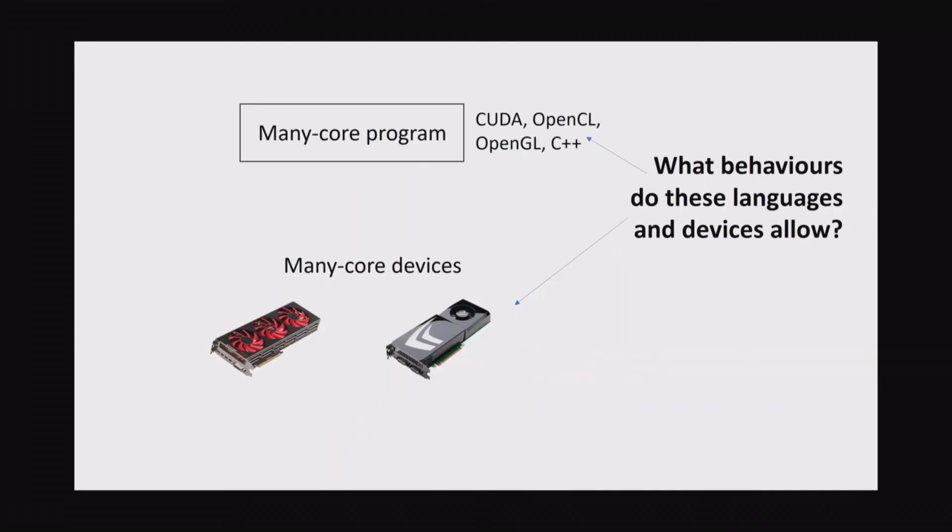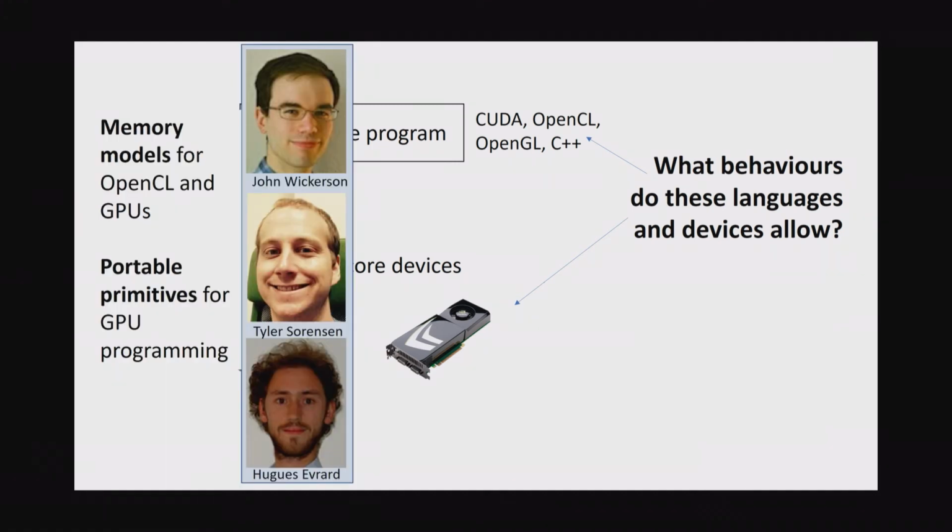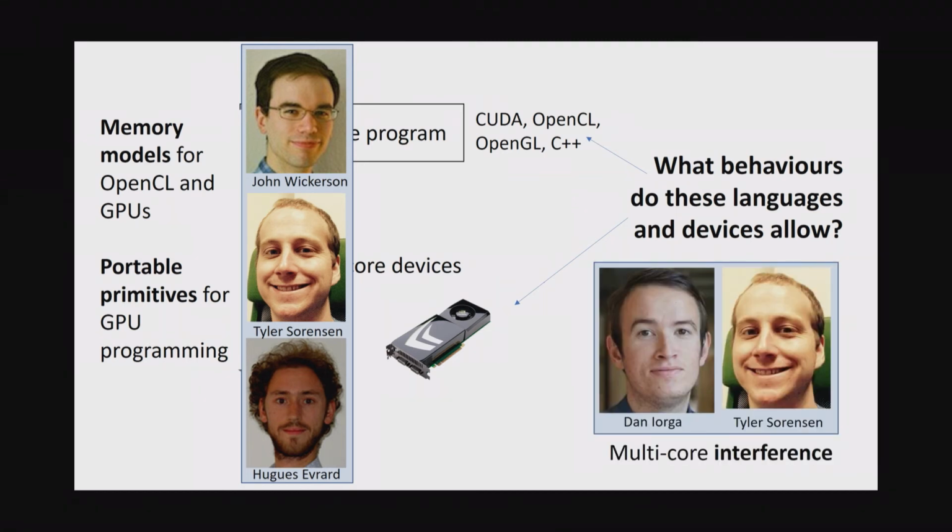Okay, next up, if we're going to write programs in languages like CUDA and OpenCL and run them on devices, it's important that we understand something about how these languages and devices work: what behaviors the languages allow, what behaviors the devices allow. We've been working on this too. For example, John Wickerson, a former postdoc of mine, and Tyler Sorensen, who's just coming to the end of his PhD, have worked on memory models for the OpenCL programming language and for GPUs. Tyler, Hugh, and I have worked together on a method for making GPU programming more portable, which I'll say a few words about in a minute. And my PhD student Dan Iorga, Tyler, and myself have been looking at multi-core interference between different components in a multi-core system.